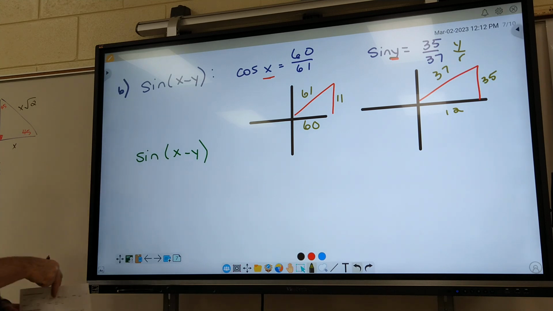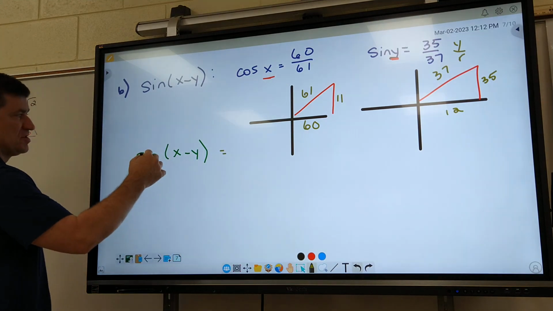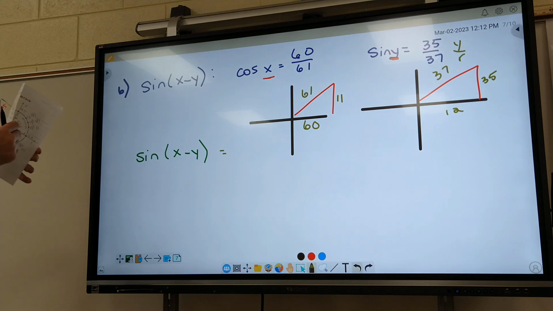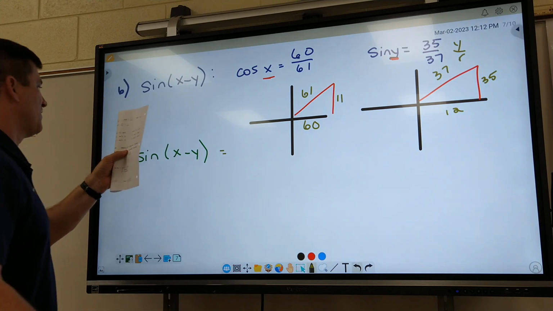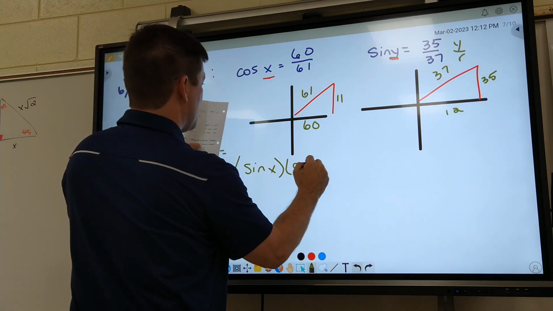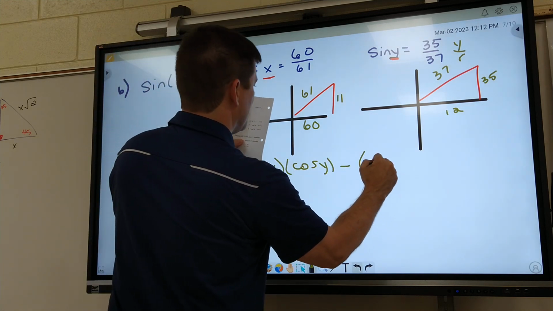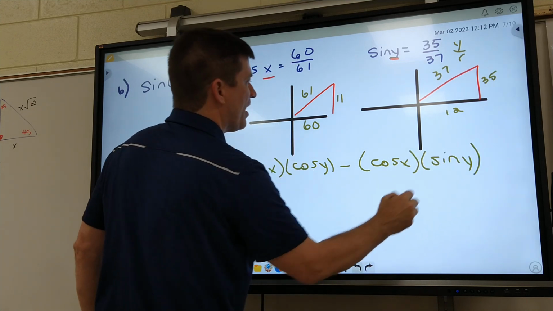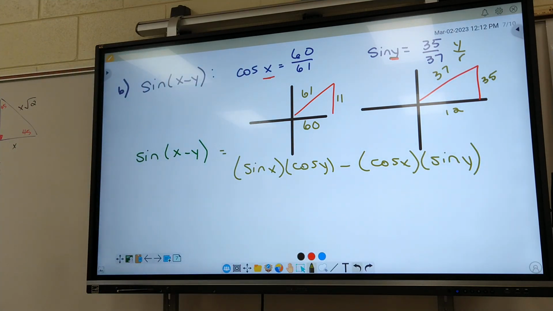Okay? We're looking for the formula that says sine of x minus y. Right in the middle of the page, right column, is our formula for sine of x minus y. It is sine of x cosine of y minus cosine of x and sine of y. Does everybody see where I'm getting that from? Off your paper. Sum and difference formula is right in the middle. Right column says sine of x minus y.